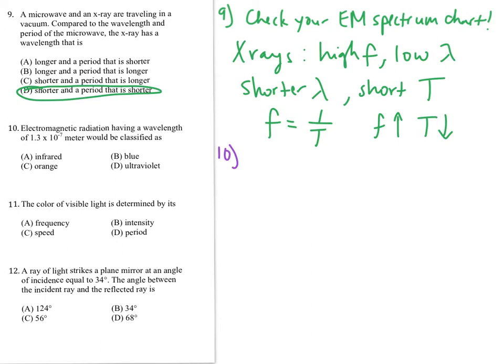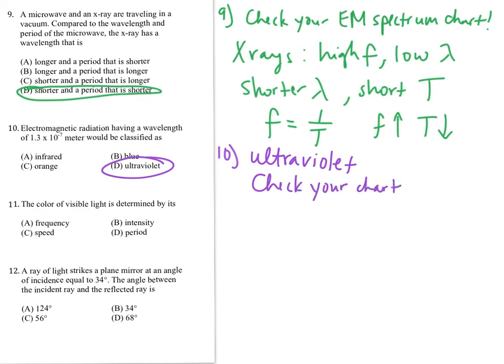Electromagnetic radiation having a wavelength of 1.3 times 10 to the negative 7 meters would be classified as what? All right, check your chart again, guys. Here you're going to look at the top portion of the chart where it's wavelength. We're going to go to 10 to the negative 7 meters. 1.3 is a little over that, but we're still within the ultraviolet range. And looky here, we're using a color that's close to violet. Check your chart. You cannot answer this question without that chart.